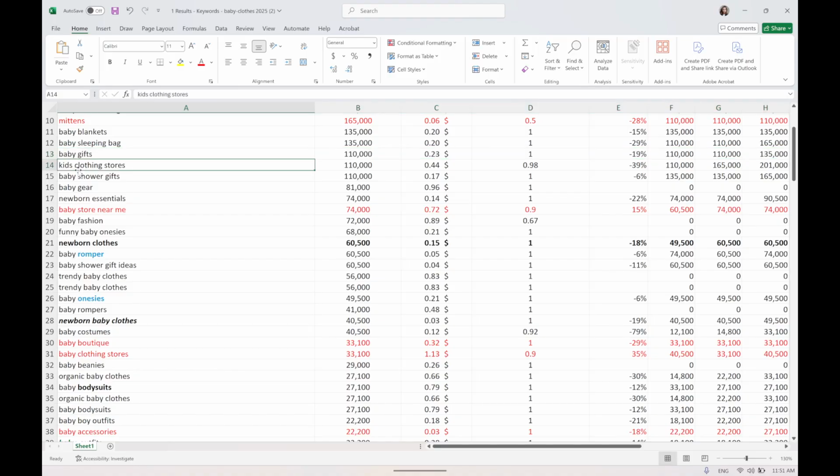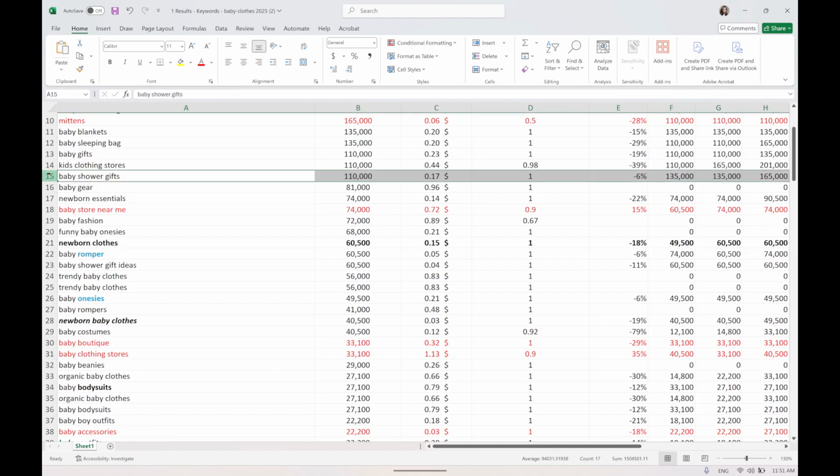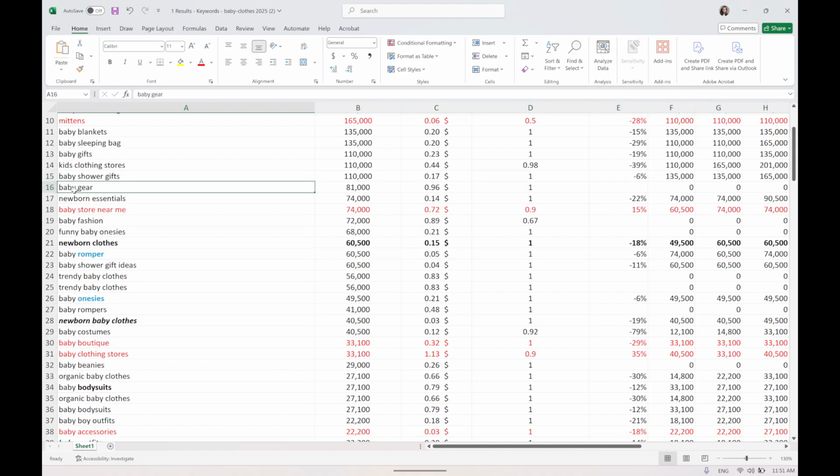We don't sell really for kids or much for toddlers. We do have toddlers, but not much. Baby shower gifts, okay, it's within the budget, why not? So baby shower gifts might be good. Baby gear, a little bit high CPC.